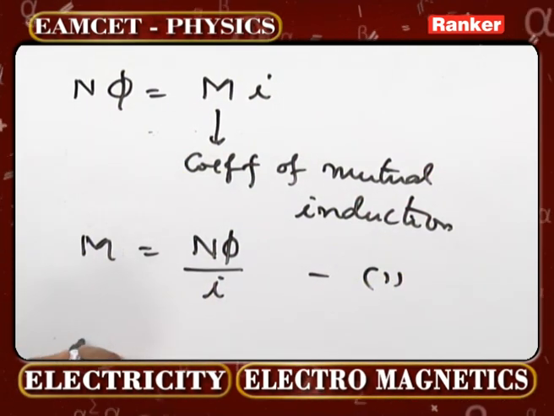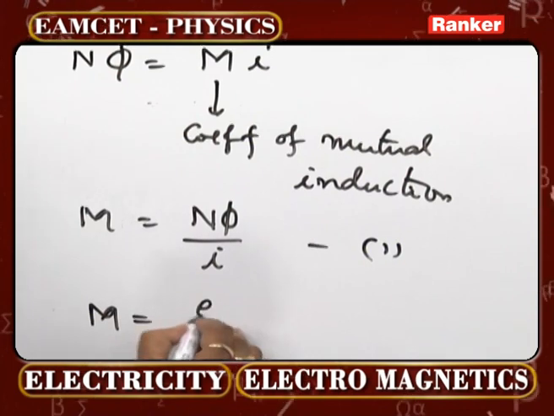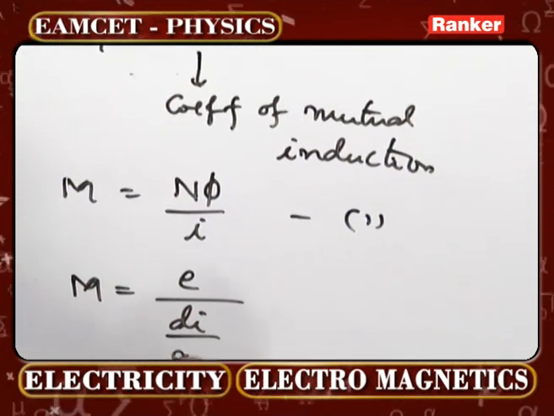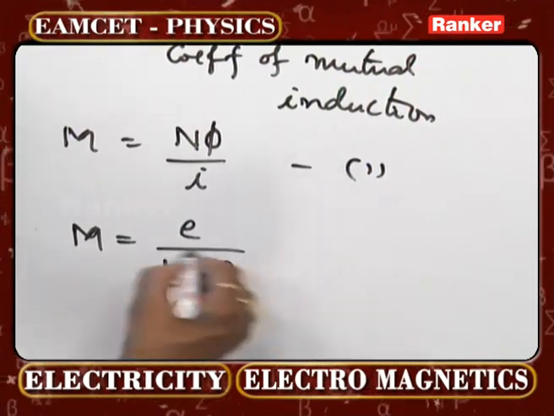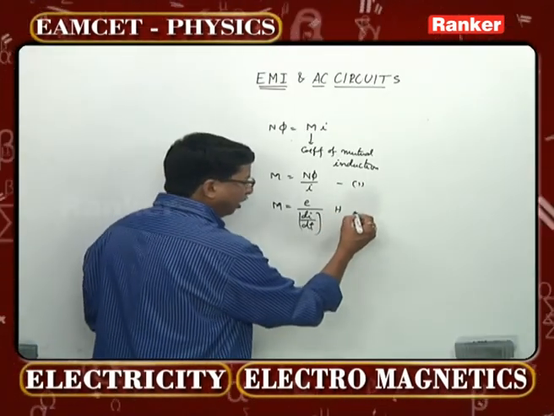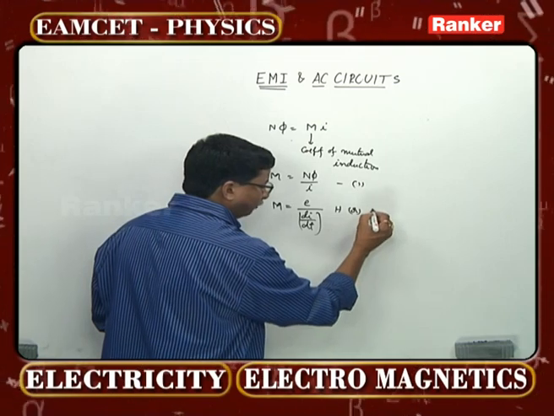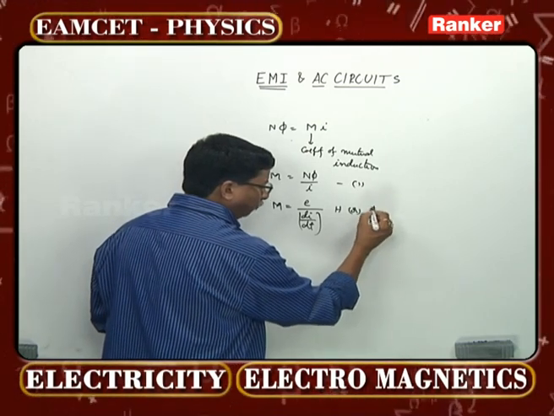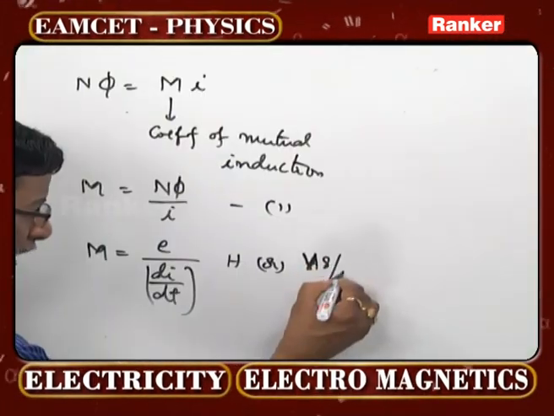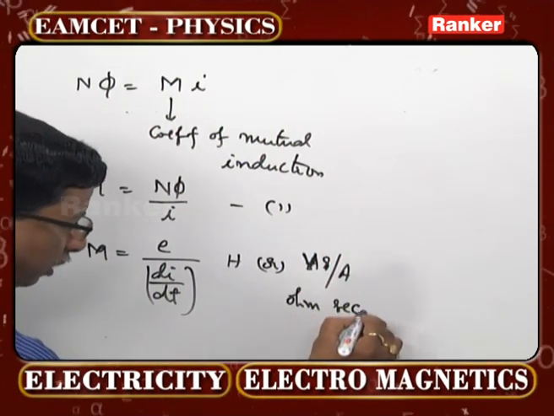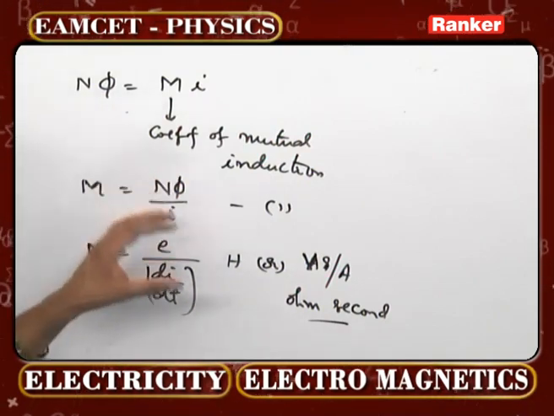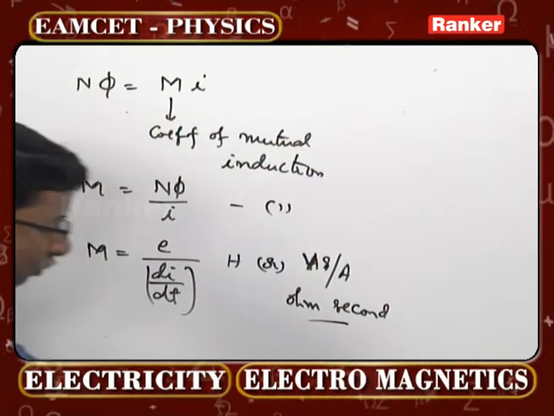What is the other formula for this one? M is equal to E by di by dt, like in the case of L, what we have already discussed. Now, even M also will be in Henry, or you can even write the same thing as volt second per ampere. In other words, you can write ohm second. That is actually the way of remembering the units. Come to the next one.